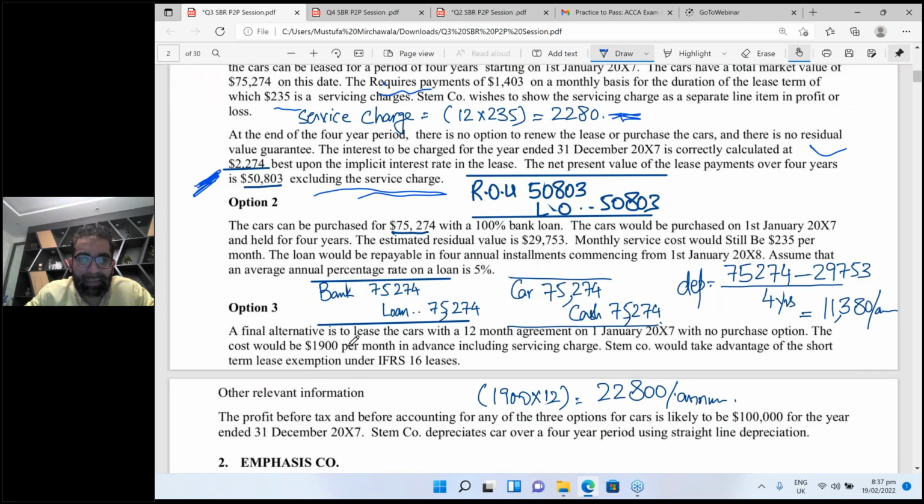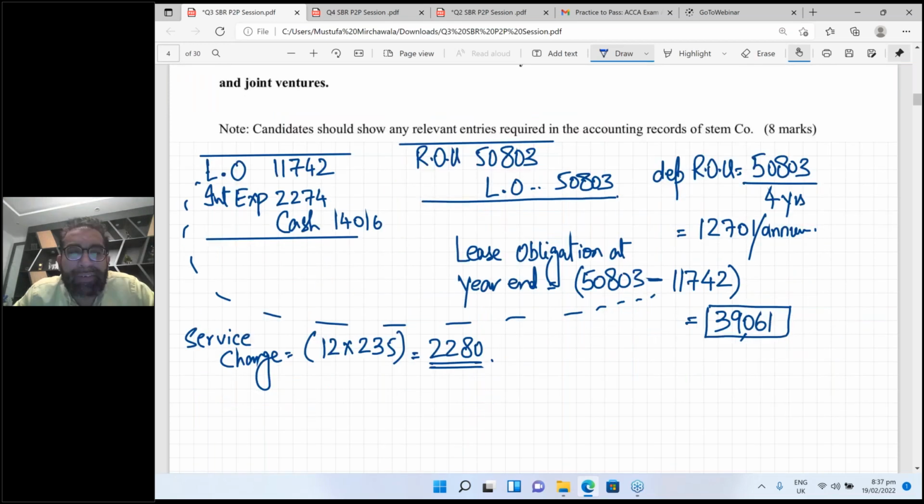See this, just for you guys I have made these entries. Look here, ROU debit and lease obligation credit. This is the first initial entry on day one.